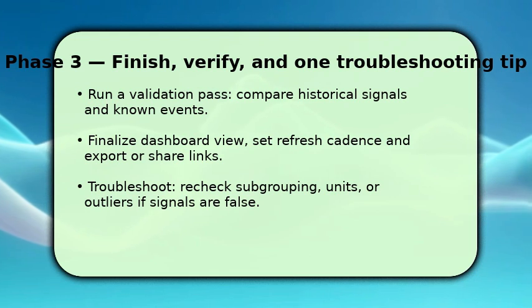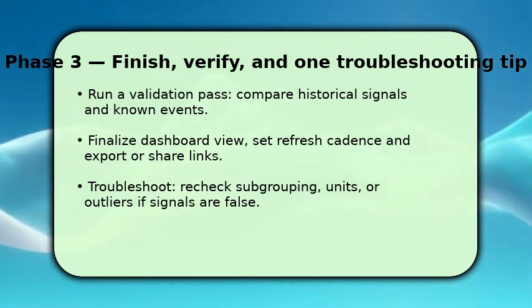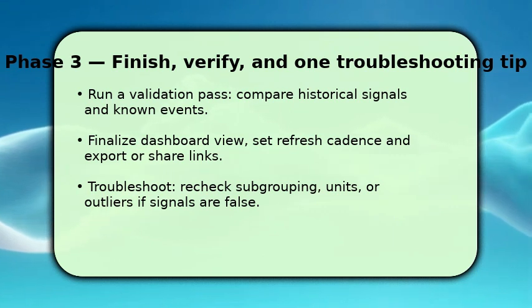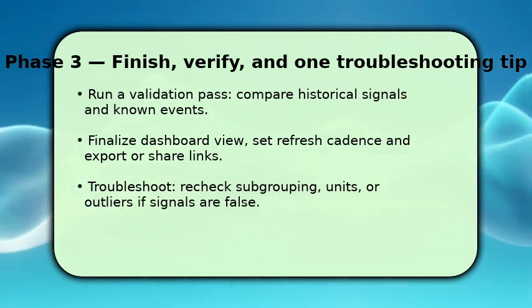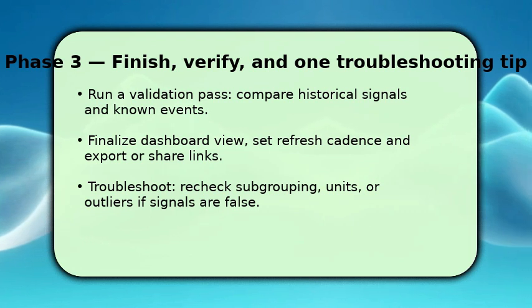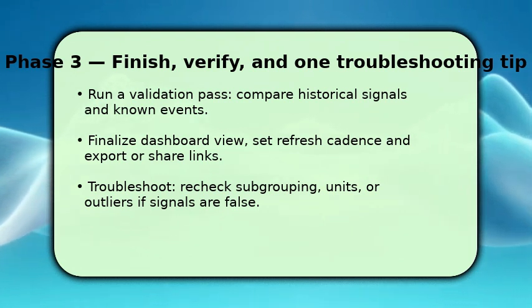If something goes wrong, missing signals or too many false positives, recheck subgroup definitions, units, and outlier handling. Often a misgrouped sample or bad unit causes misleading signals. Keep one clear troubleshooting note handy for users.